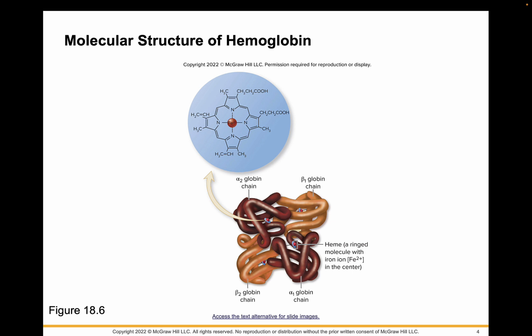Now here we basically look at the underlying structure of hemoglobin. We see the centrally located iron molecule, and that really is what's responsible for the oxygen transport. Here we can actually see the 4 separate proteins and chains that make up the hemoglobin molecule.